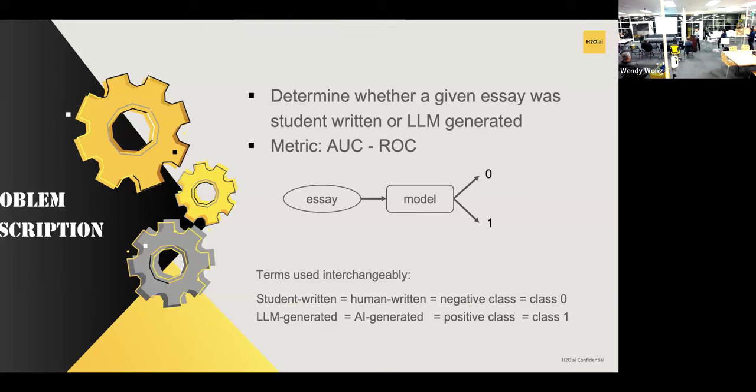Before we continue, I would like to mention that I may use those terms interchangeably during the presentation. For the negative class, I may also say student written or human written or class 0. For the positive class, I may say LLM generated, AI generated, or class 1.